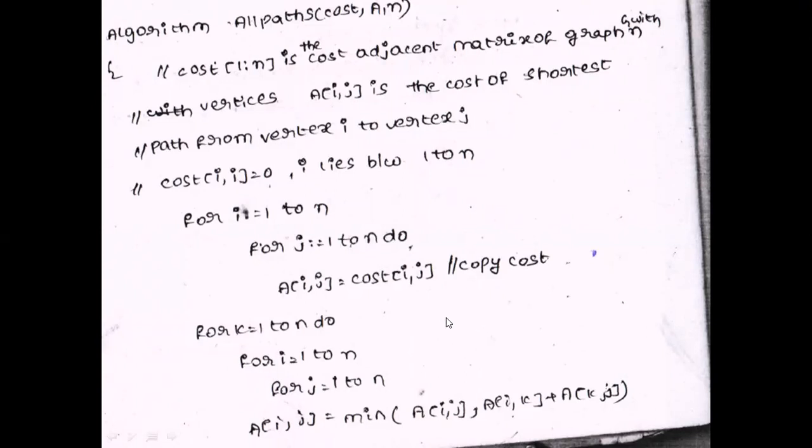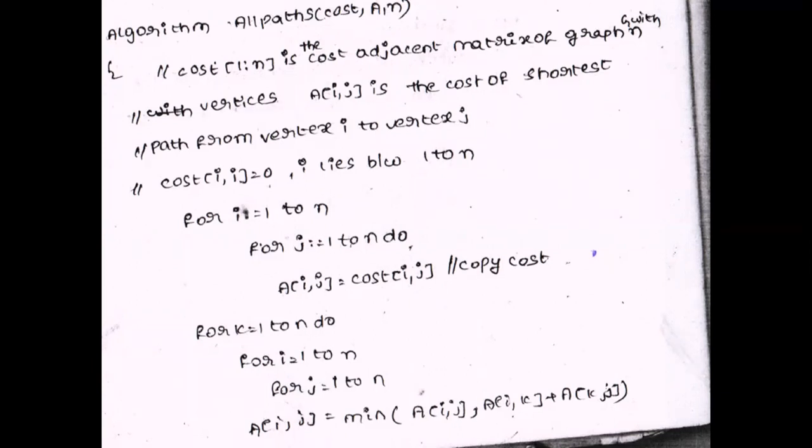A power 1 means finding the shortest path from i to j: 1 to 1, 1 to 2, 1 to 3, 2 to 1, 2 to 2, 2 to 3, 3 to 1, 3 to 3, that is all the paths with intermediate vertex 1. Suppose there is no path using intermediate vertex 1, then you directly take the cost. So for k equal to 1, you execute i equal to 1 to 3, j equal to 1 to 3, calculating A power 1.